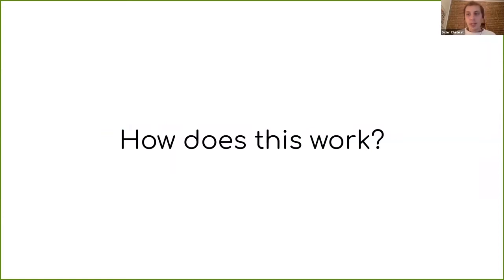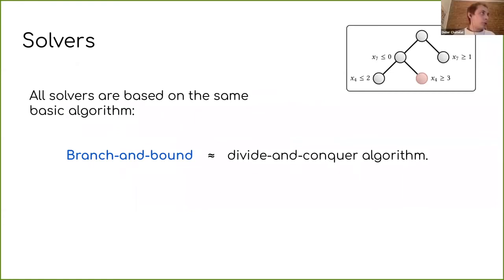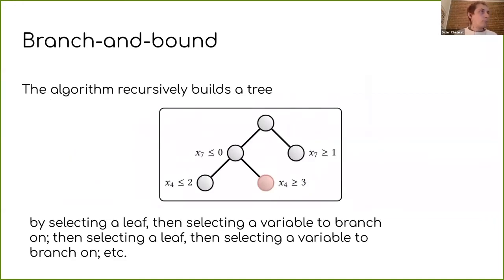So more precisely, how does this work? How did they achieve this? Well, all those MILP solvers are basically based on the same basic algorithm, something called branch and bound. Branch and bound is basically a kind of divide and conquer algorithm. What it does is it recursively builds a tree.